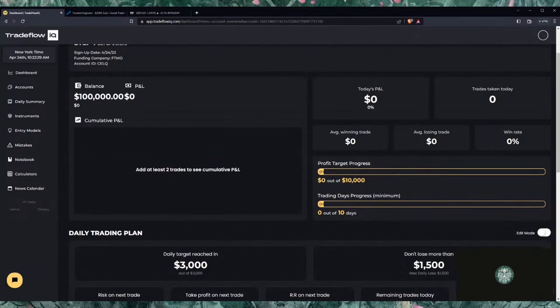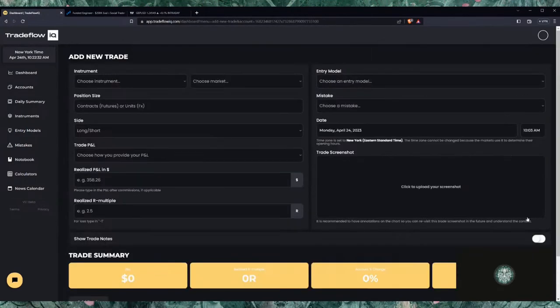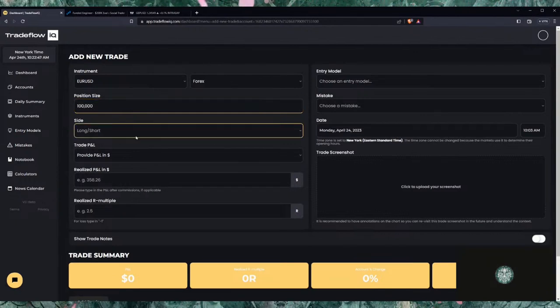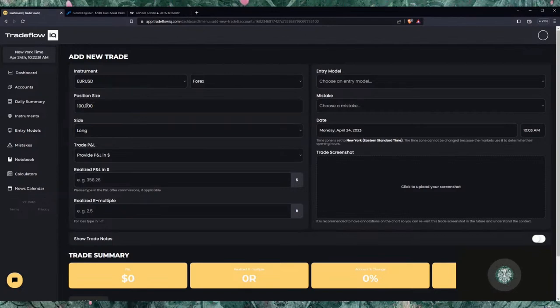I guess we'll hop over. We could add a quick trade, just to kind of show you what parameters you can add in here. So let's just say we took a long. We used 100,000 as our position size. So 100,000 is one standard lot, okay? Trade P&L, right? So you could say, let's say we made $1,000 and your realized R multiple is 1. So in our entry model, you can create an entry model in here that actually has how many steps, and we can add in mistakes.